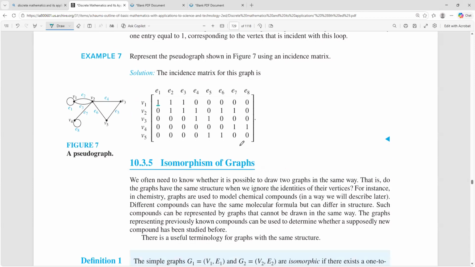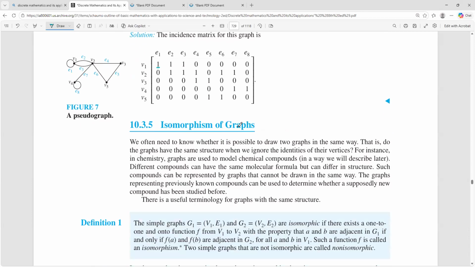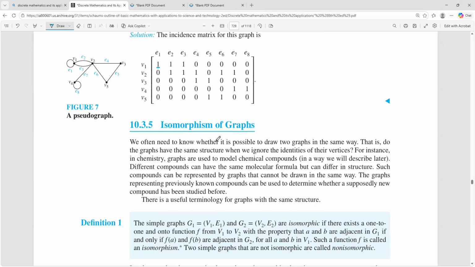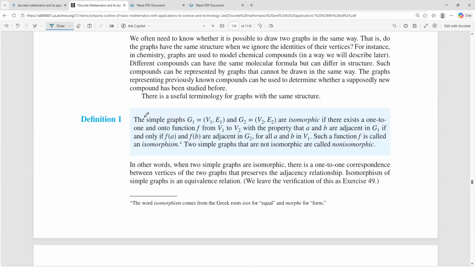Okay. Any questions so far? After this, we're going to do isomorphism, and unfortunately, I think that'll be enough for today because it's going to be 5:30, and it's been a long day. I'm going to either take a nap or play some video games. I need to relax.